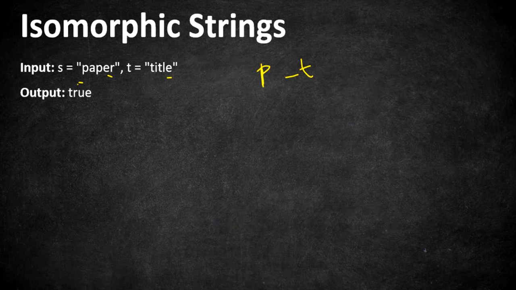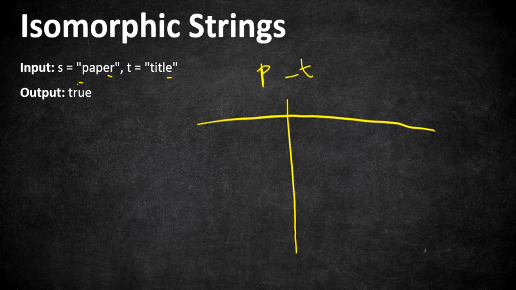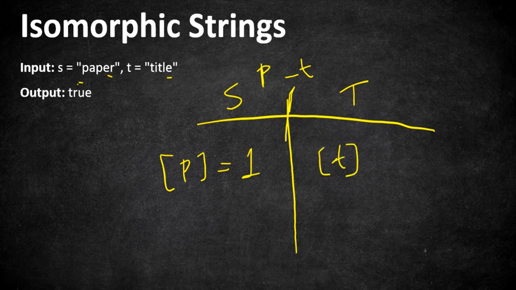So the logic is pretty simple. Let's go for a dry run, and you'll be able to understand it. We are going to maintain two maps for storing the index of the characters. Here is the map for S and here is the map for T. First our character P occurs. For P the index is going to be 1. We are going to start our index from 1, and I'll let you know why while coding this. So P's index is 1 and T's index is also 1.